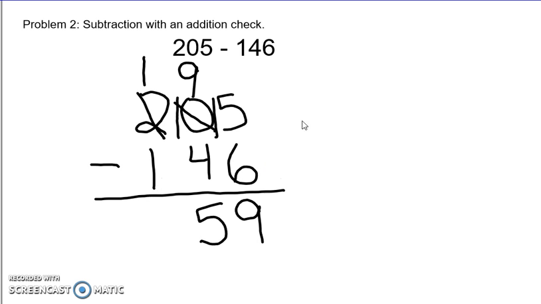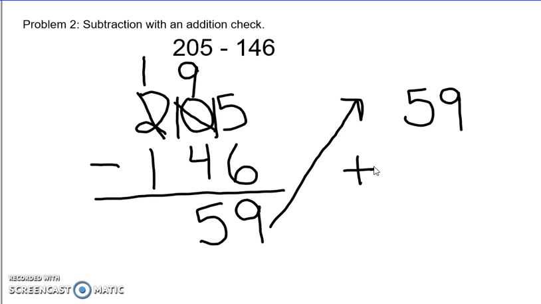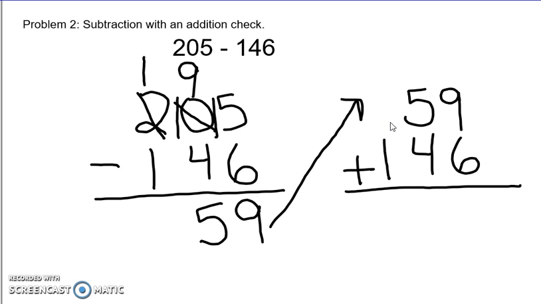Now I'm going to use an addition check. So I'm going to place the 59 on top. I'm going to add it to my other part, which is 146. And remember, I need to make sure that I'm lining up my ones and my tens, and then the hundreds. Now I can begin adding. I'm going to start with my ones place. So 9 plus 6 is 15. So I put the 5 underneath in the ones.